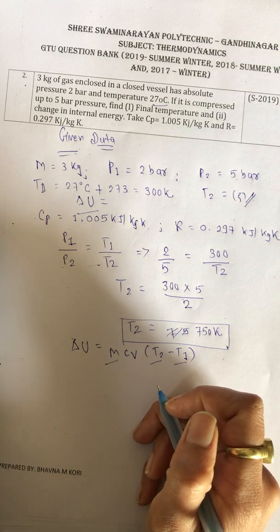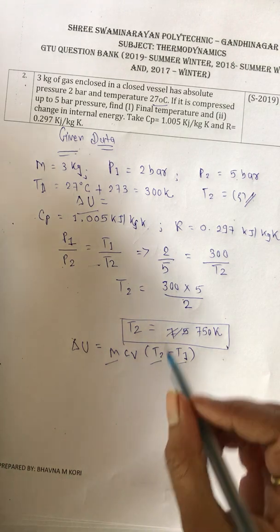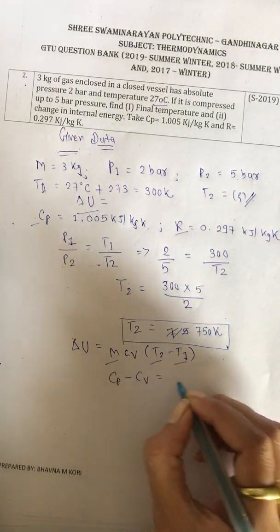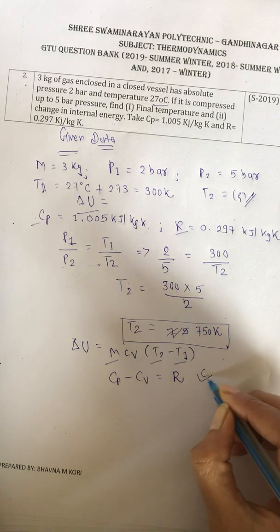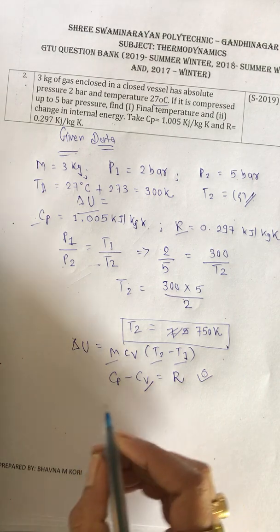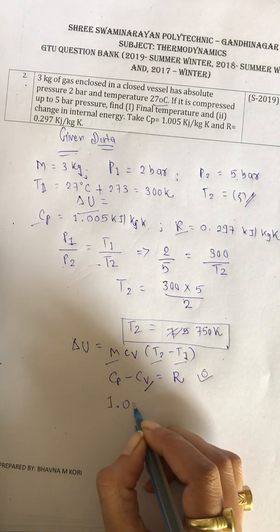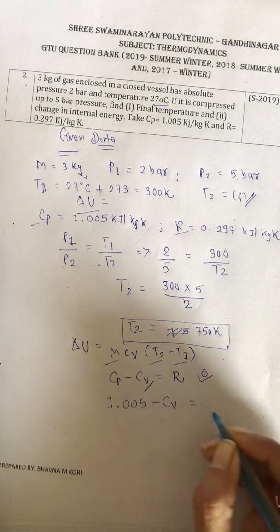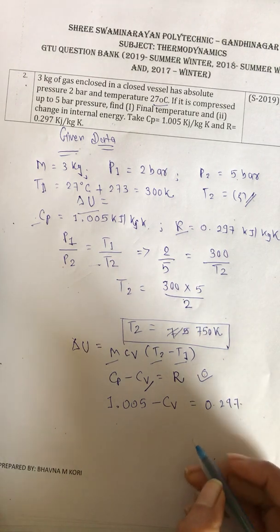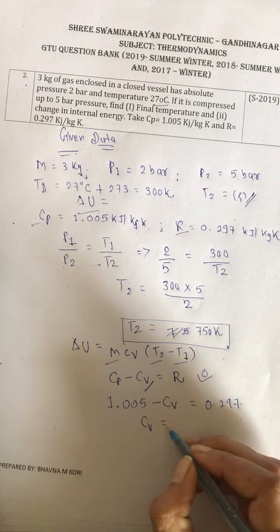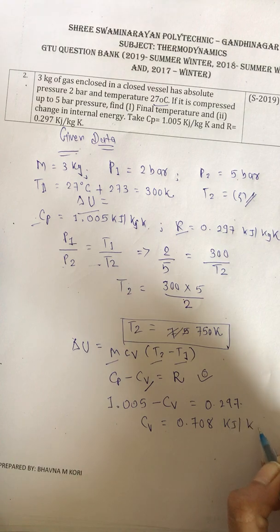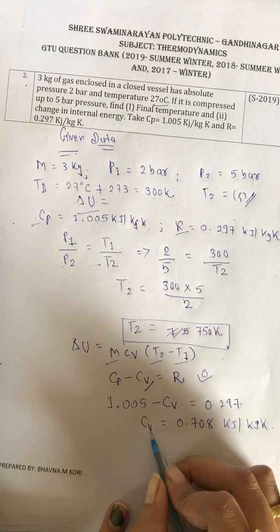Now from which equation can you find the value of Cv? We have the values of Cp and R. So we have the equation Cp minus Cv is equal to R. From this equation you can find the value of Cv. Put the values of Cp and R. The value of Cp is 1.005 minus Cv is equal to R. The value of R is 0.297. Simplify this and you will find Cv is equal to 0.708 kilojoule per kilogram Kelvin. So this is the value for Cv.